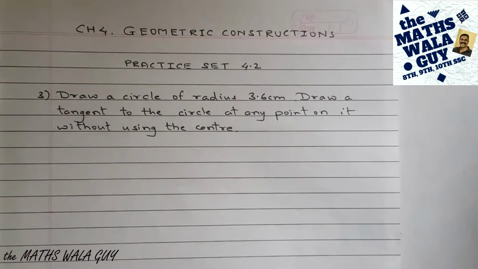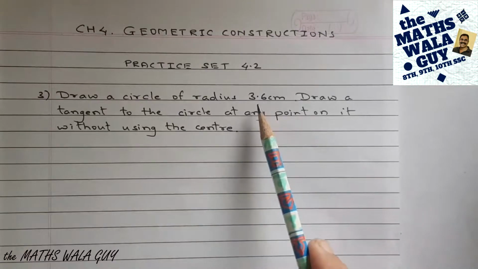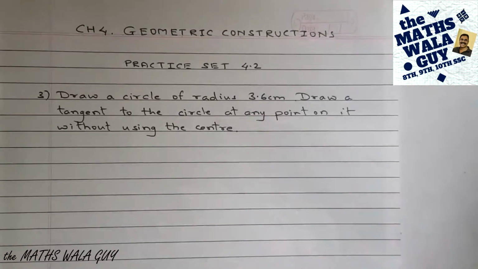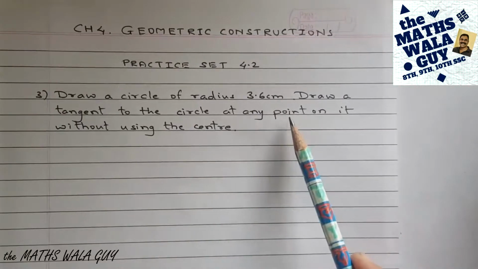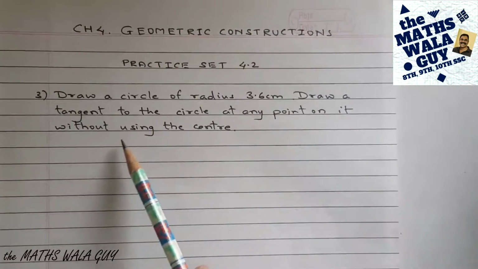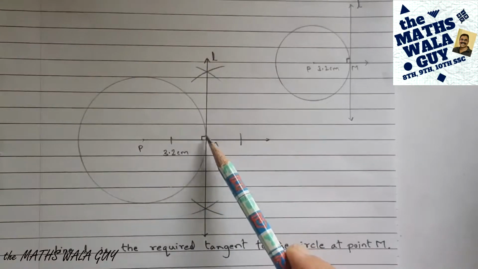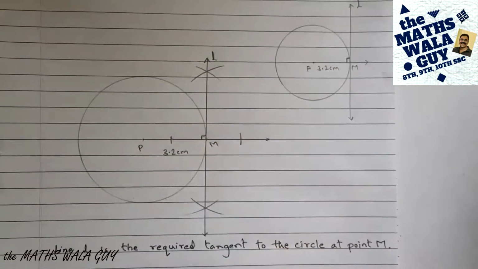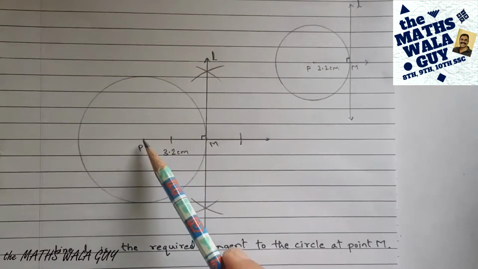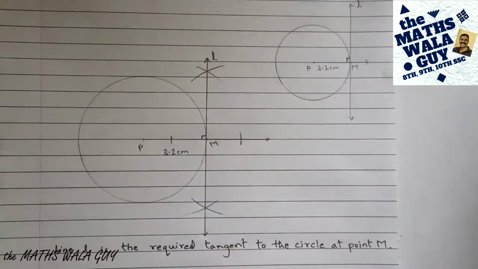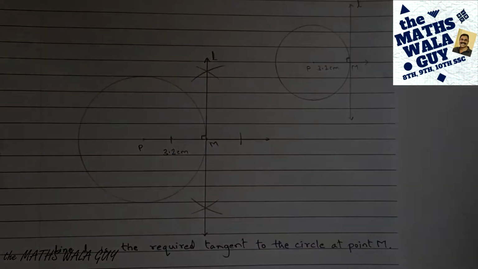In the third sum of practice set 4.2, we are asked to draw a circle of radius 3.6 centimeters and draw a tangent to the circle at any point on it without using the center. If you remember the first two questions, we were drawing a line perpendicular to the radius to get our tangent, so we were using the center of the circle. The third question is asking us to draw the tangent without using the center. So the method is slightly different.